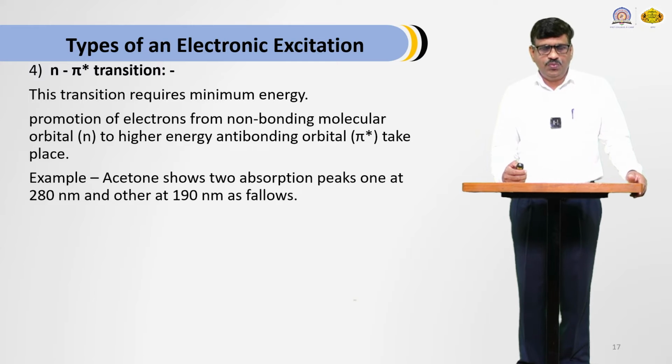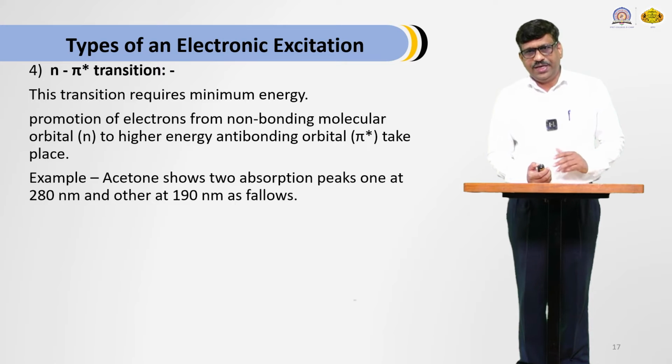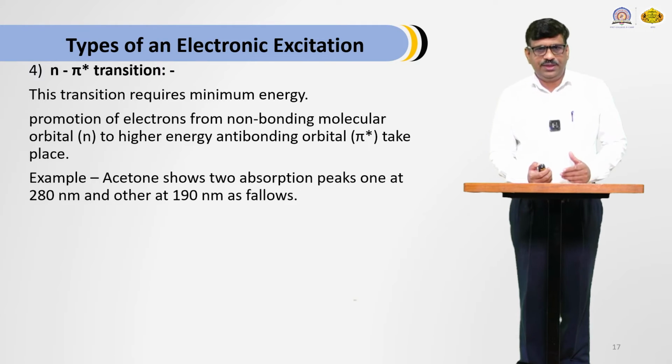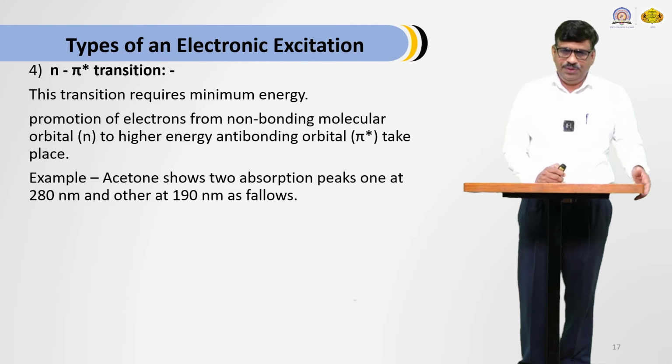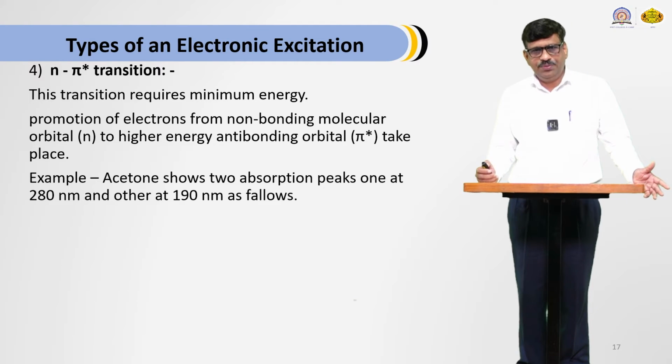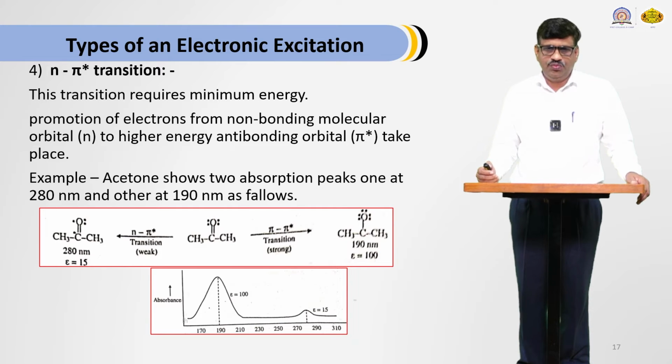Fourth is n to pi star transition. This transition requires minimum energy. Promotion of an electron from the non-bonding molecular orbital n to the higher energy anti-bonding molecular orbital pi star takes place. Example, acetone shows 2 absorption peaks, one at 280 nanometer and the other at 190 nanometer. Let's see, this is the n to pi star transition shown by the acetone molecule.